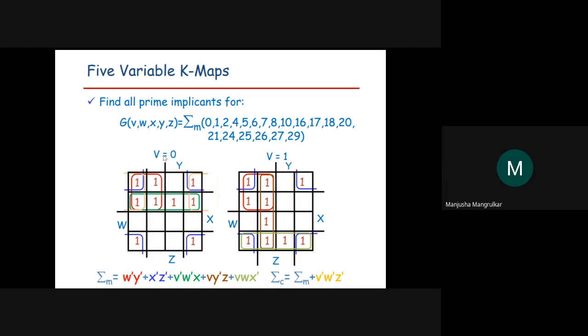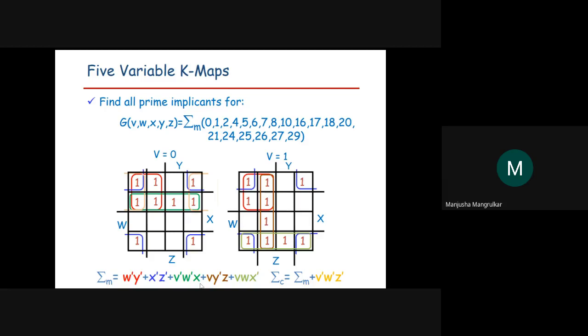If this group is in green, then what is it? We need to think about the V complement, right? Because it is grouping only in this matrix, not with the other matrix. If it is grouping these matrices with those matrices, then we omit the V. Otherwise, if it is in this matrix, we have to keep the V complement. And what is here, this W X, that is 0 1, means V complement W complement X. This term is V complement W complement X complement, right?